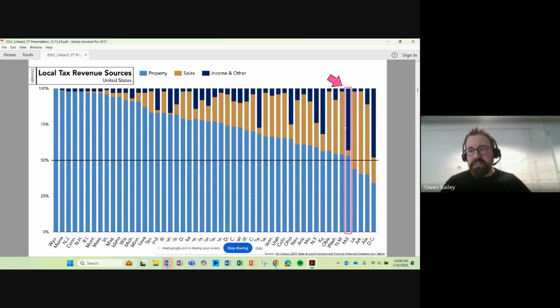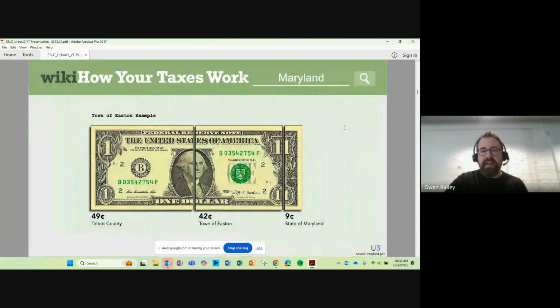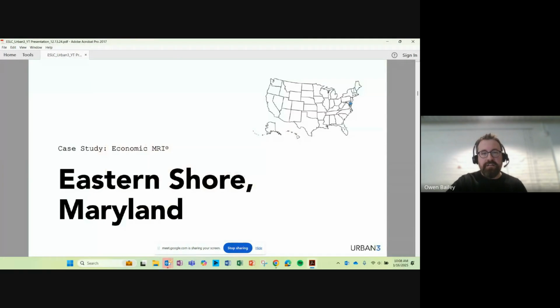Maryland is kind of unique, along with DC, in how we collect local tax revenues. Most of our revenues come from property taxes, while the rest comes from income and sales tax, which make up a little bit. But by far, most of the revenue that our local governments receive is from property taxes. And this is looking at Talbot County and Easton. For every dollar of property tax revenues collected, about 49 cents goes to the county, 42 cents goes to the town, and 9 cents goes to the state.